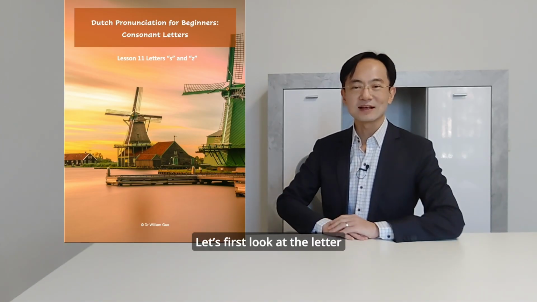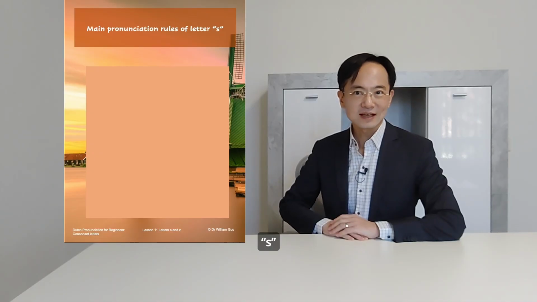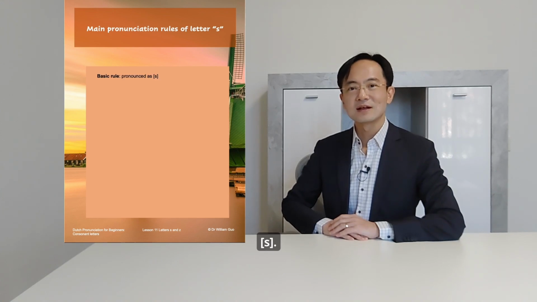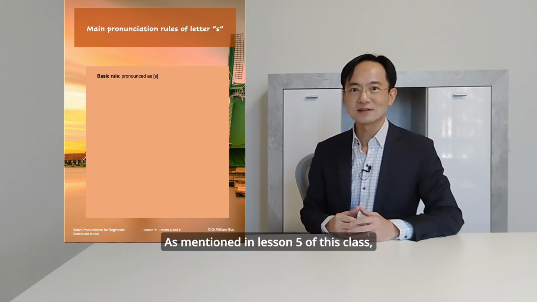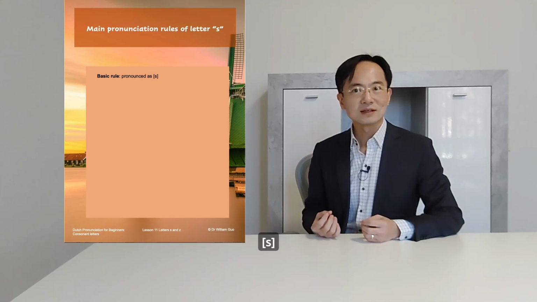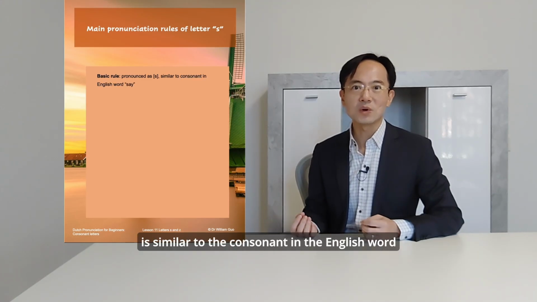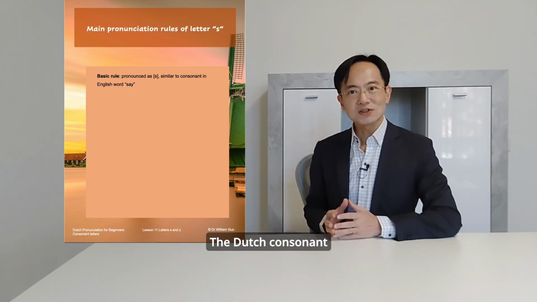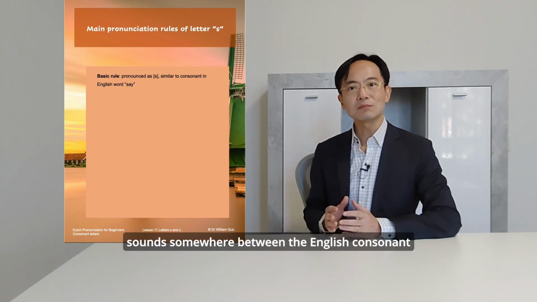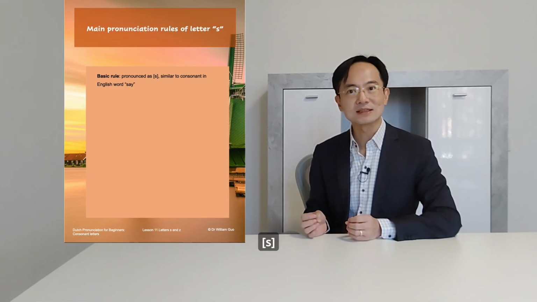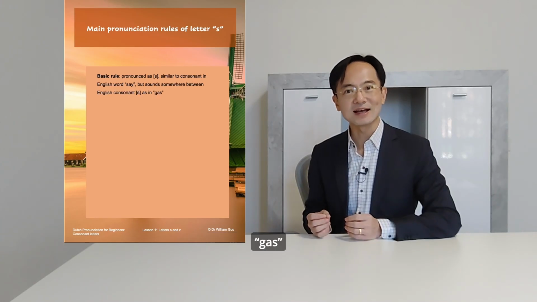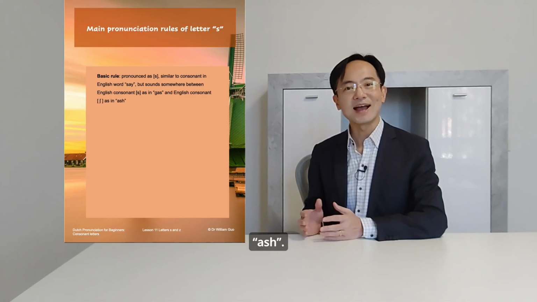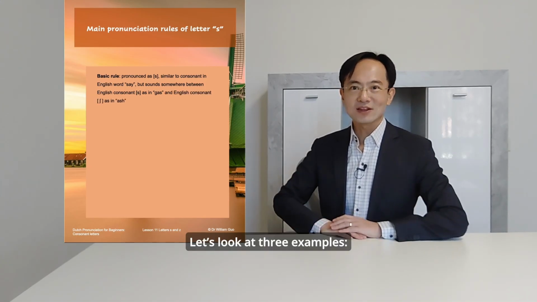Let's first look at the letter S. The letter S is generally pronounced as a voiceless consonant S. As mentioned in lesson 5 of this class, the Dutch consonant S is similar to the consonant in the English word say, but they're not exactly the same. The Dutch consonant S sounds somewhere between the English consonant S, as in the English word gas, and the English consonant sh, as in the English word ash. Let's look at 3 examples.